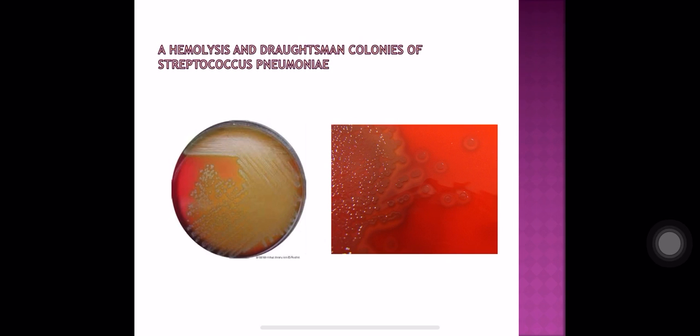Hemolysis and Draughtsman colonies of Streptococcus pneumoniae are shown here. Alpha hemolysis, which is greenish discoloration because of partial hemolysis, and colonies of pneumococcus are Draughtsman or carom coin in appearance.